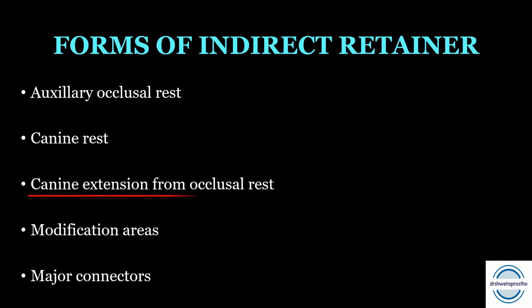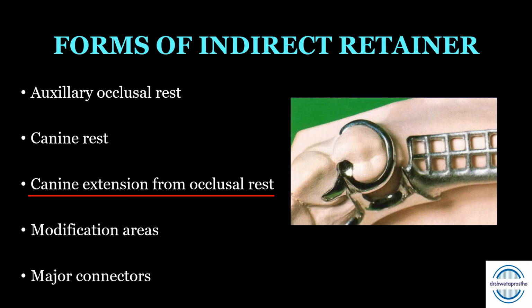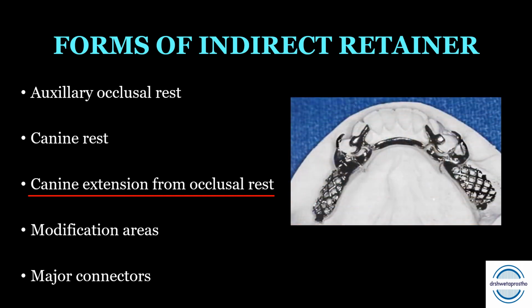Third are the canine extensions from the occlusal rest. These are the finger extensions from the premolar rest to the lingual slope of the adjacent canine, as we can see in the picture. They are mainly used when the first premolar is itself the primary abutment and we cannot give the indirect retainer in the much weaker anterior teeth. Now, we give these canine extensions bilaterally because it avoids the tipping action as compared to the single cingulum canine rest.